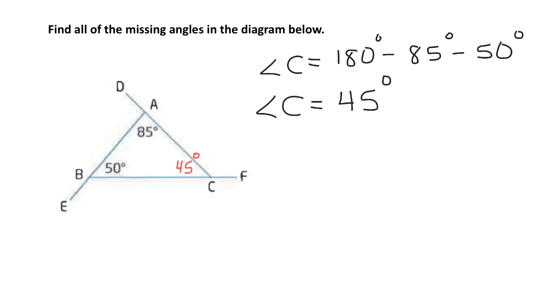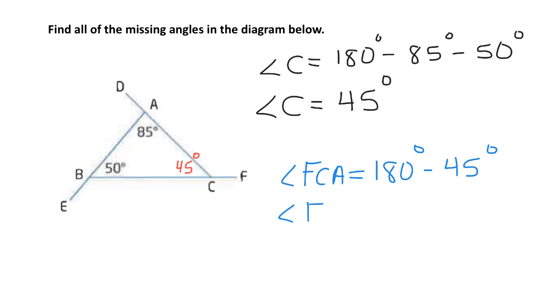So in order to find this exterior angle, what I do know about it is that it is supplementary to angle C. So together with angle C, these 2 angles should add up to 180 degrees. So to find angle FCA, I'm simply going to do 180 minus 45, and that should give me that supplementary angle. So 180 minus 45 is 135 degrees. So I'm going to go ahead and put that into my diagram.